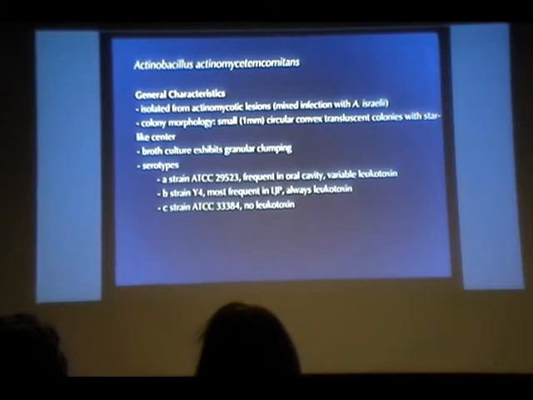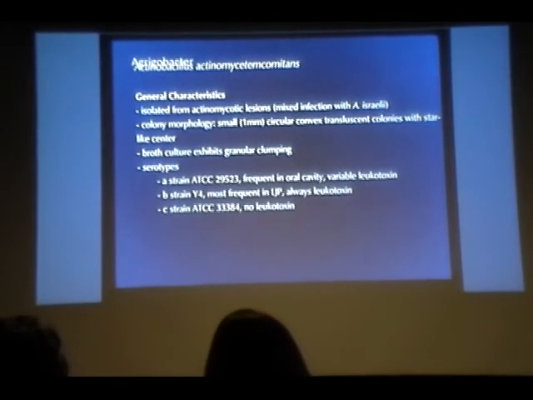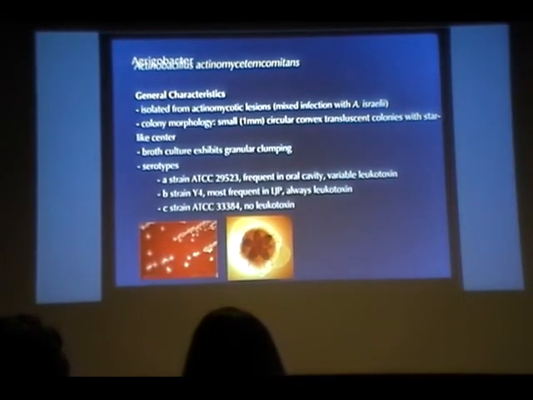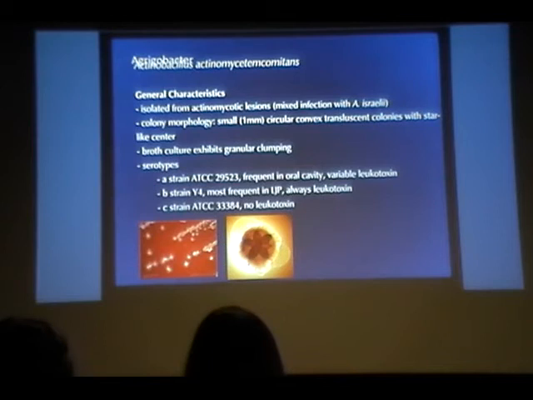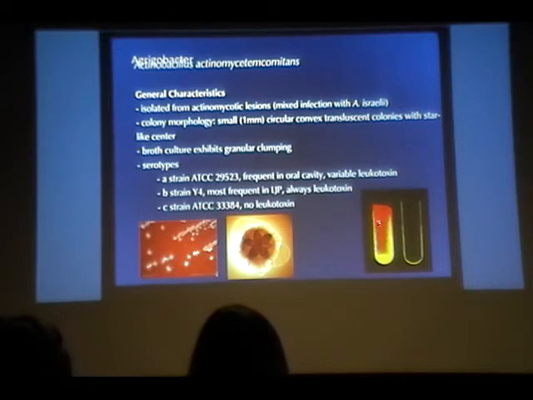What is the colony morphology? I'm just going to give you a little bit of overview. It's small, circular, convex, translucent colonies, star-like centers. So this is, if you shine a light on it, it looks like a star. And these are the colonies on sheep red blood plates. Broth cultures exhibit granular clumping. If you isolate it in broth, they grow like this.